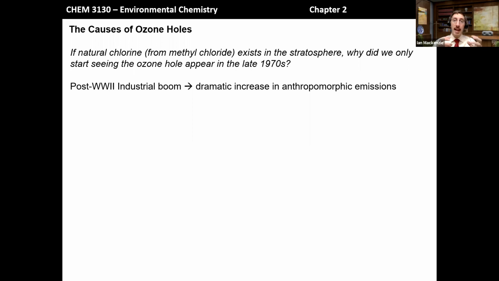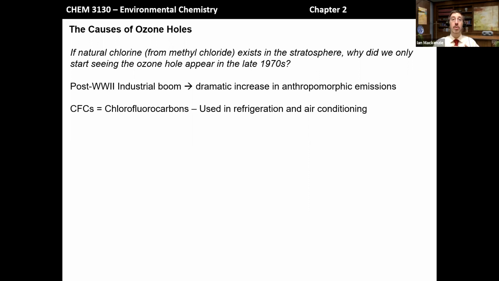And one of the classes of molecules that started to be emitted on significant scale during this time period is a class known as CFCs, or chlorofluorocarbons. These compounds were used in refrigeration and air conditioning. Actually, they were invented around 1930, and had amazing properties that made them perfect for refrigeration and air conditioning, both processes of which essentially function in the same way.